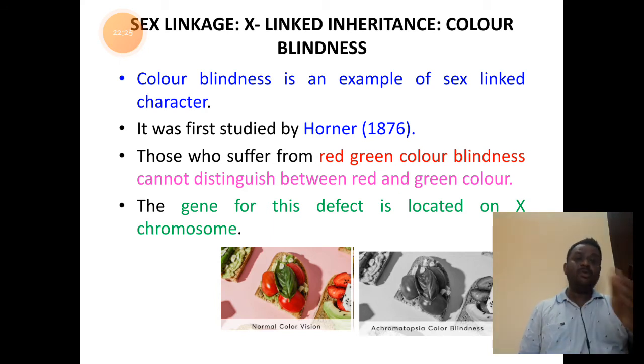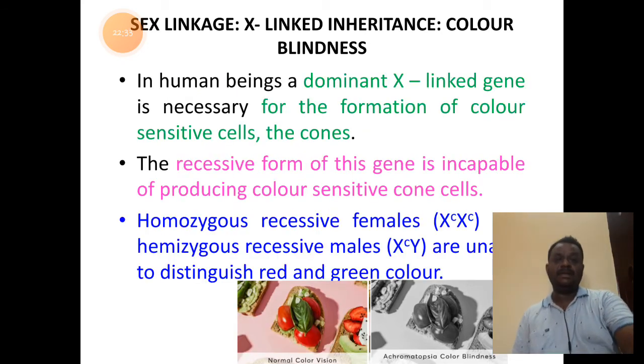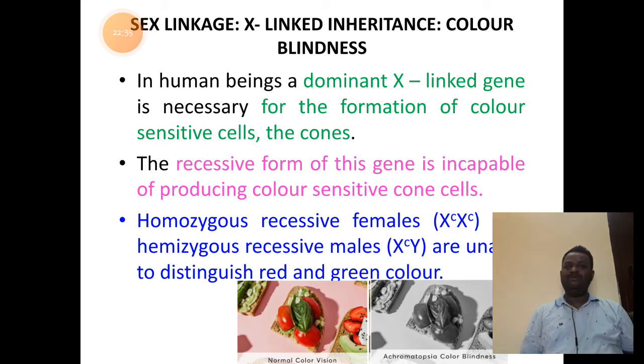The same when you look through the eyes of a colorblind person, it appears to be colorless. So this is the defect which we call color blindness. And what is the gene responsible for it? It is a gene which is present on the X chromosome in recessive condition. So what happens in a normal human being who can differentiate the colors red and green?